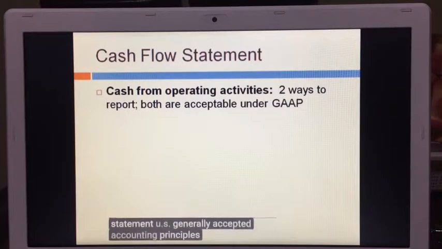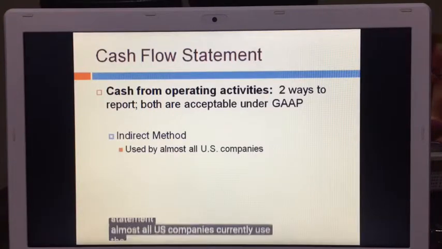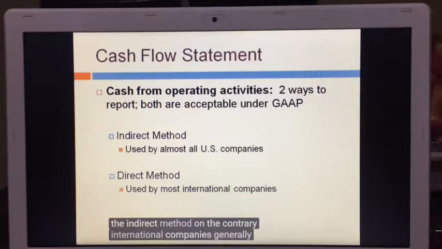U.S. generally accepted accounting principles give a company the choice of presenting the indirect or the direct method of the cash flow statement. Almost all U.S. companies currently use the indirect method. On the contrary, international companies generally provide the direct cash flow statement.